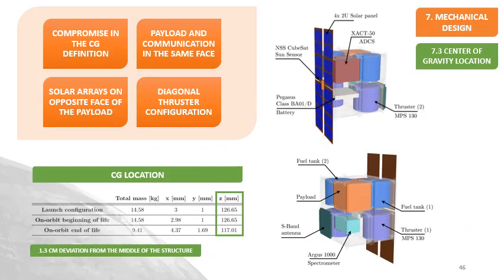Additional remarks comprise that the payload and the communication are located in the same face, and also the solar arrays on the opposite face of the payload. In this way, we avoid direct pointing of the camera to the sun, and finally a diagonal thruster configuration. So all in all, the center of gravity will be located with a low deviation from the middle point of the structure, which will be around 1.3 centimeters.